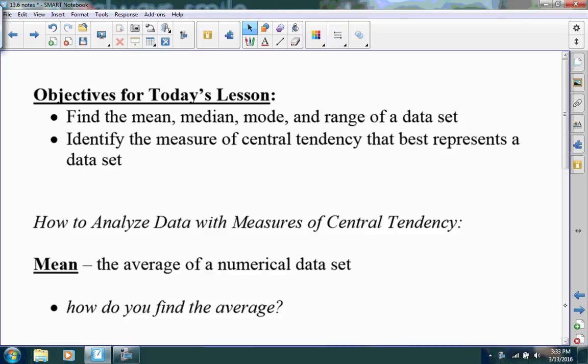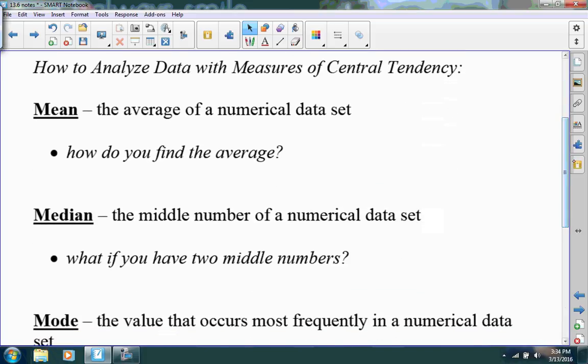And today we're going to find the mean, median, mode, and range of a data set. So we will identify the measure of central tendency that best represents a data set. Now, mean, median, mode, and range, those should be terms that you're familiar with, that you should have heard before. But these are what we use to analyze data with measures of central tendency. So all four of these terms are grouped together and they're called a measure of central tendency. That's just the terminology that they use to refer to all four of these terms collectively.